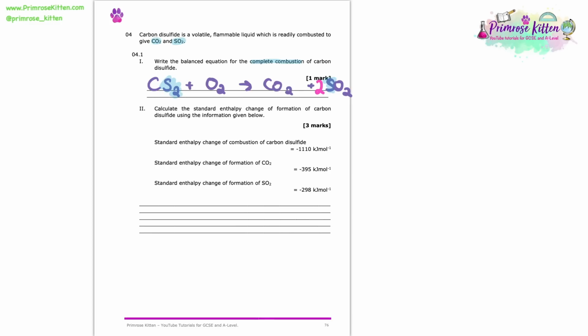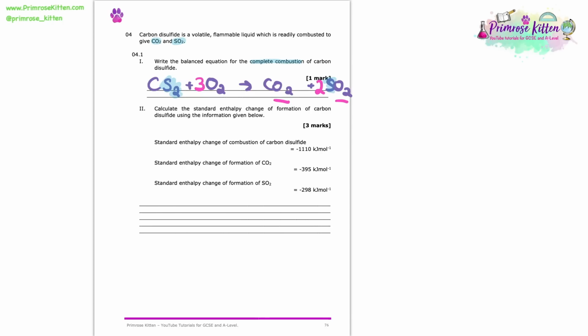So now that we have done that, the carbons are balanced, the sulfurs are balanced, but now we need to balance the oxygens. If we look at the product side here, I can see I've got 2 oxygens from the carbon dioxide, and then I have 2 times 2 oxygens from the sulfur dioxide, which makes 2 plus 4, which makes 6. So I've got 6 oxygens on my product side, which means I need 6 oxygens on the reactant side. So that means that I'm going to need 3 O2s to give us those 6 oxygens.